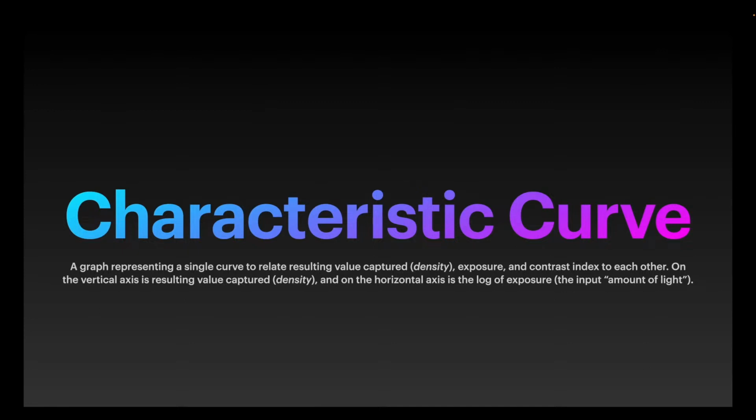The film negative or the sensor again. You are going to hear me many times saying film negative, but I mean the same thing. So on the vertical axis is the resulting value capture, so the density. And the horizontal axis is the log of exposure, the input or the amount of light, okay? The fact that it is log, all of that, for the purpose of this session is irrelevant. You just need to understand that the horizontal axis is just the amount of light captured, and the vertical axis is the value that returns that certain amount.